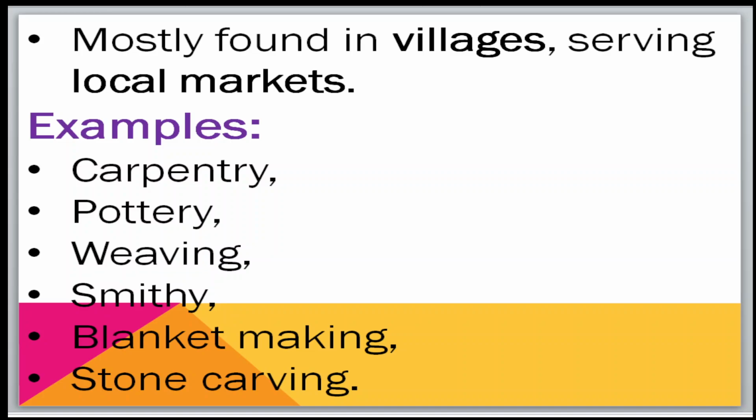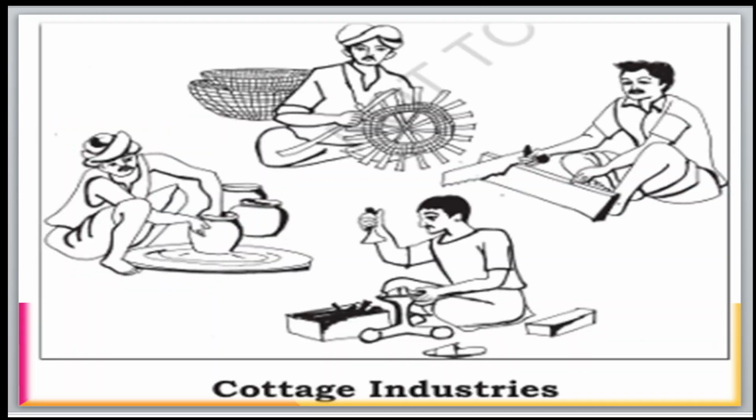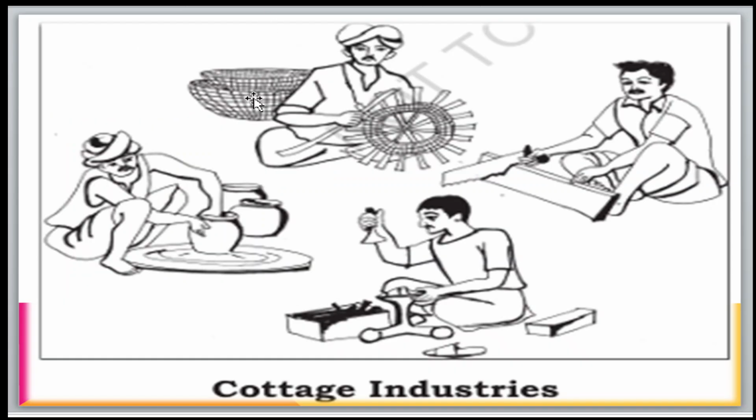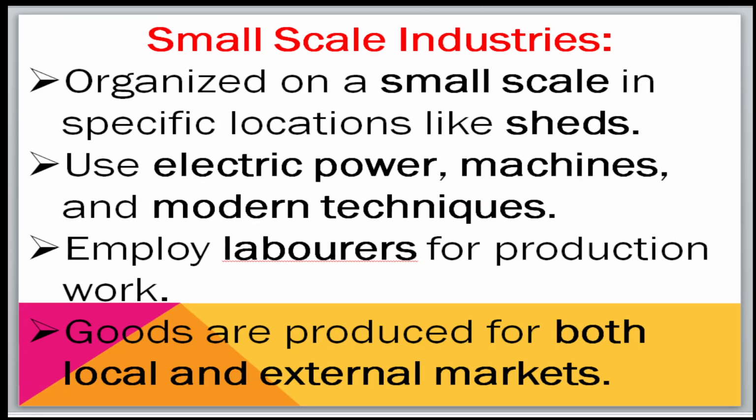Now come to the examples. Carpentry, here is the example. Then pottery, weaving, smithy, blanket making and stone carving. These are the examples here. Now move to the next, small scale industries.